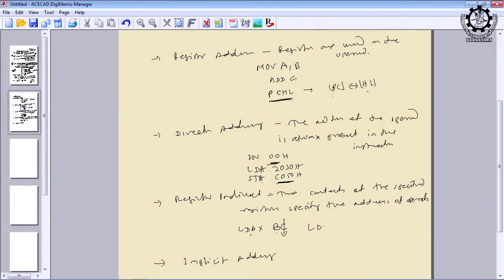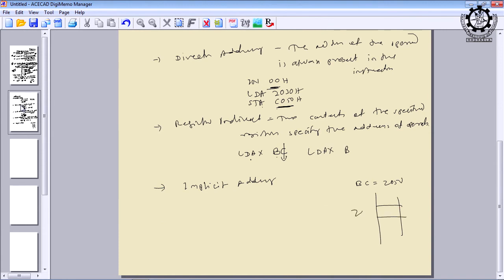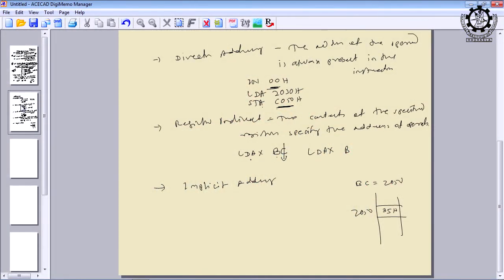So, LDAX B. The meaning is that suppose BC is containing 2050, and 2050 is a memory location whose data is 35H, because an 8-bit data I can store in a memory location. Each location is of 1 byte or 8 bits, right. So, LDAX B means the BC content is 2050 and the 2050 content is 35. 35 will be loaded into the accumulator.